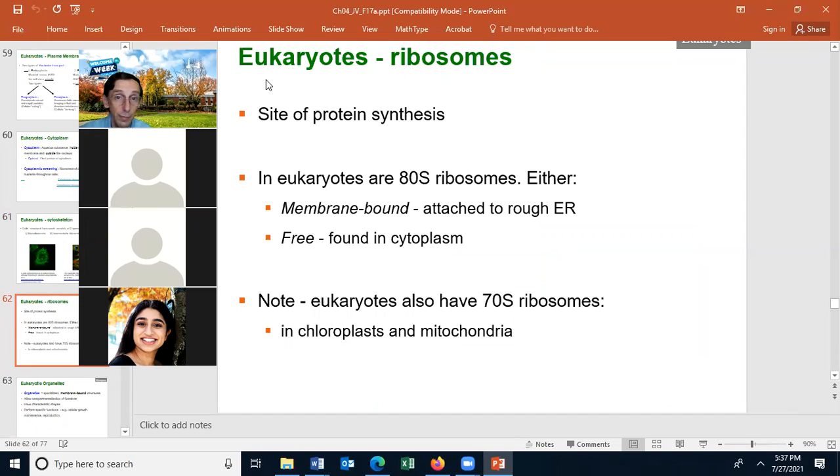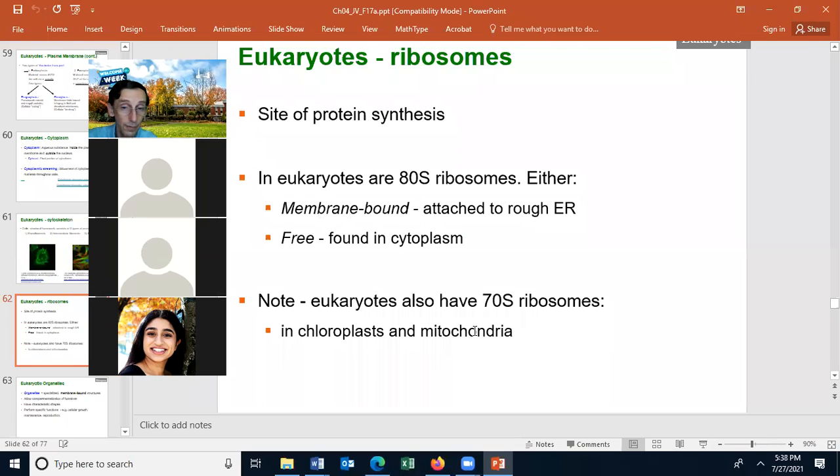Eukaryotes do have ribosomes, the site of protein synthesis. Remember that most eukaryotic ribosomes are 80S in size, they're larger, and the eukaryotic ribosomes are either free, found in the cytoplasm, or they can be membrane bound, especially to the nuclear membrane and the endoplasmic reticulum. And if they are connected to the endoplasmic reticulum, we call that the rough ER. It's called rough because of the ribosomes bound to the ER. And you should know that chloroplasts and mitochondria have smaller ribosomes of 70S size.